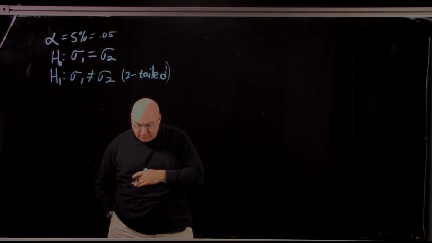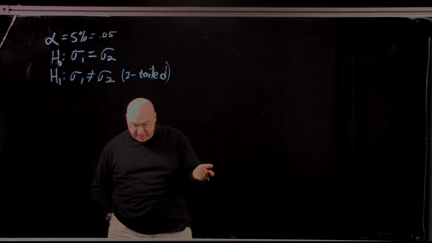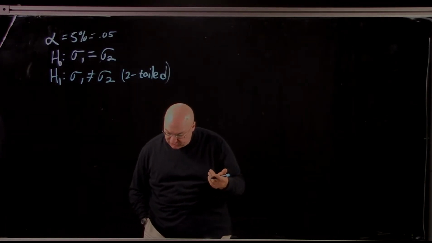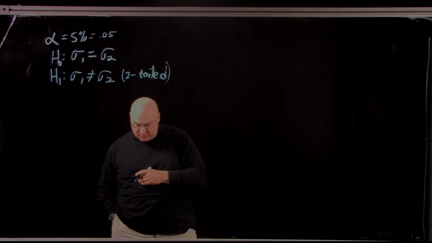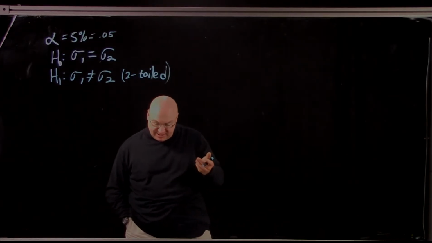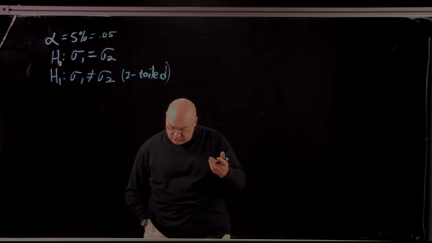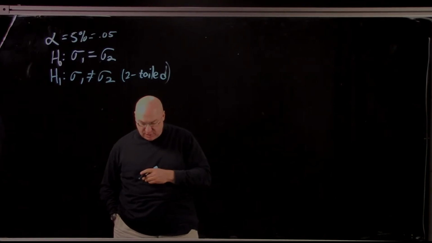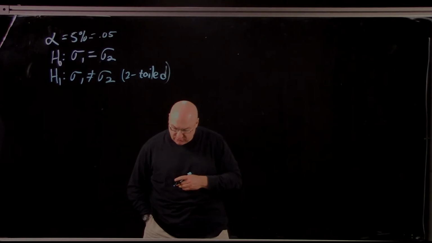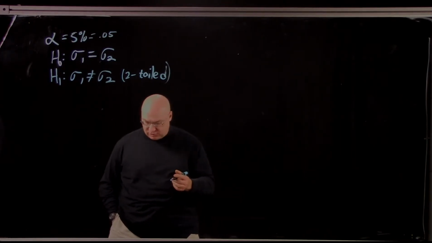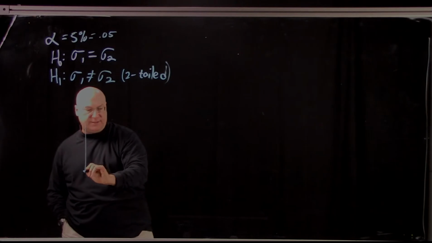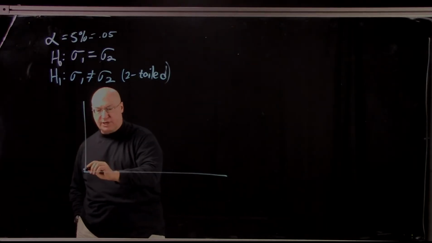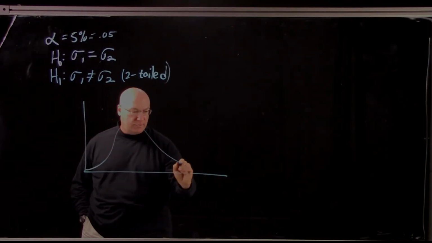Okay, we take a sample of size 12 of men and compute their weight sample standard deviation to be 27 pounds, and a sample of size 16 of women and compute their weight sample standard deviation to be 32 pounds. Sketch the probability curve showing the critical value and rejection region. All right, so let's put the curve down here, kind of a generic F curve.